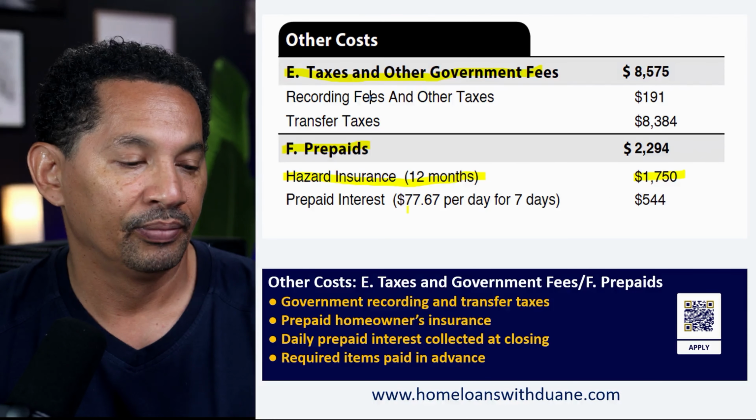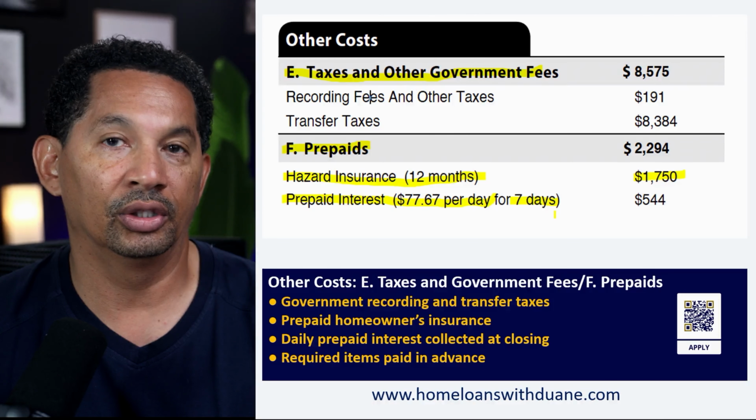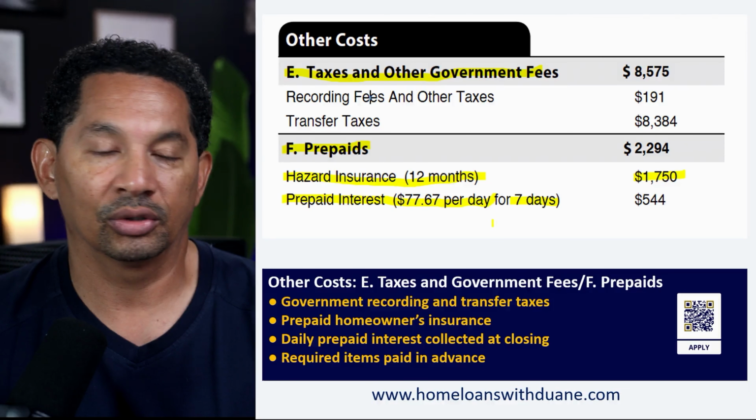Now, this section here, the prepaid interest, is determined based on the day of the month you close. So here we have 7 days of interest that you have left to pay in the month. This essentially means, let's say there's 30 days in the month and you closed on the 23rd, and there's 7 more days left in that month, but you took ownership on the 23rd, meaning that you have to pay interest for the remaining month.